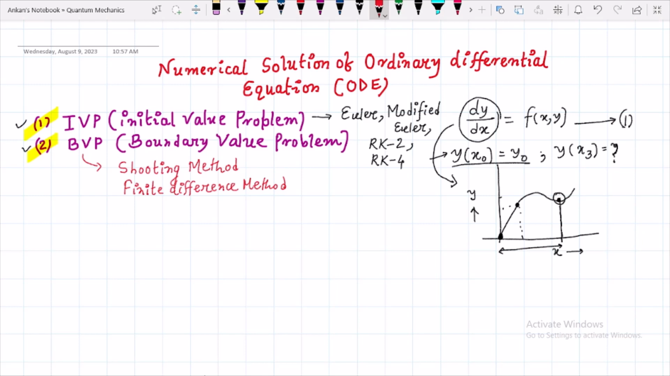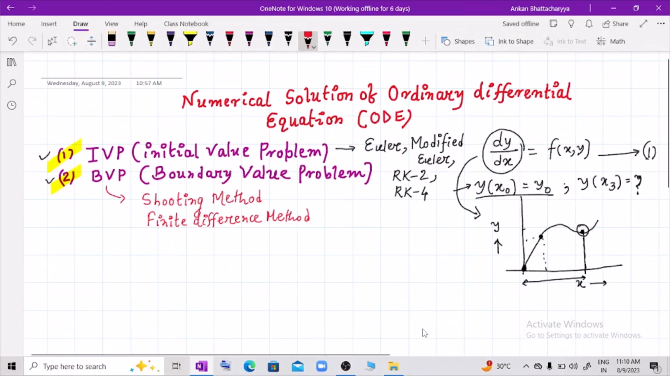Okay, so this is lecture 1 corresponding to the numerical solution of ordinary differential equation, and in this lecture I am going to discuss the basic Euler method, which is the basis of all kinds of initial value problem solution methods. After that I can discuss the modified Euler method, and after that we can discuss RK2 and RK4 and so on. Okay, so let us see what kind of method is employed here.